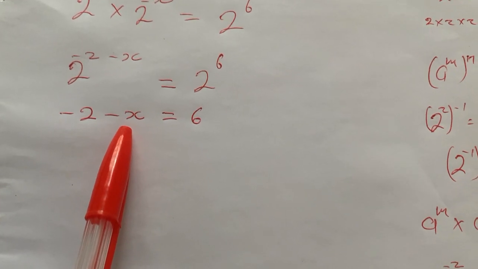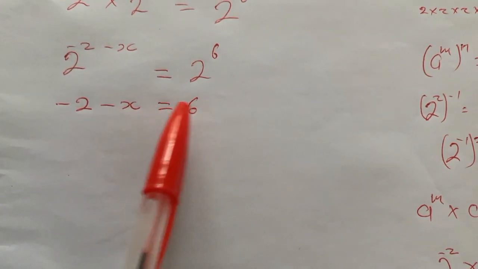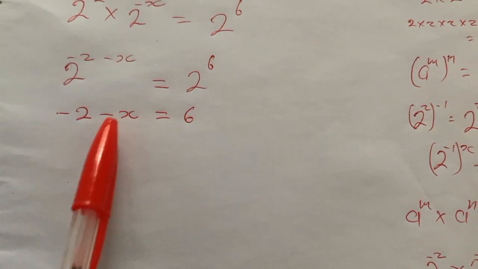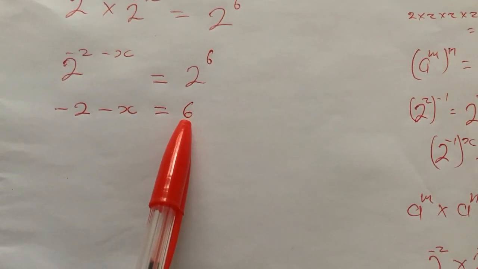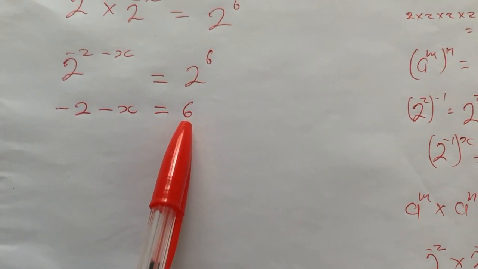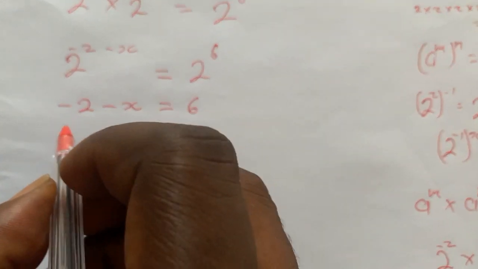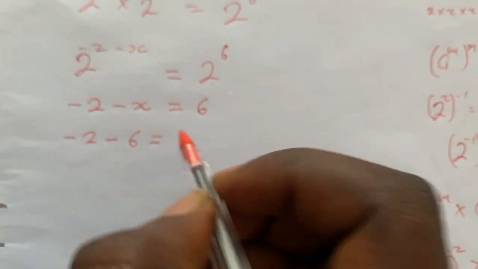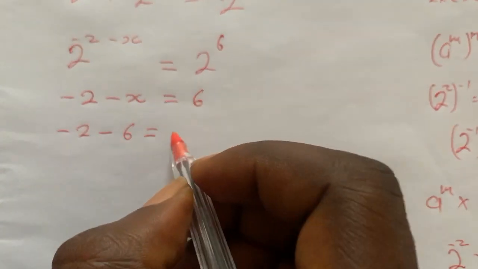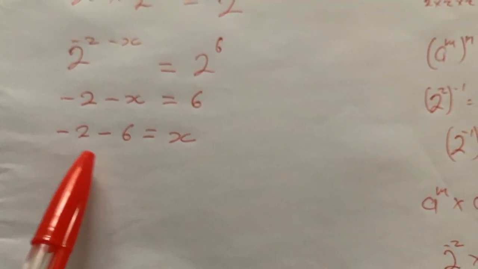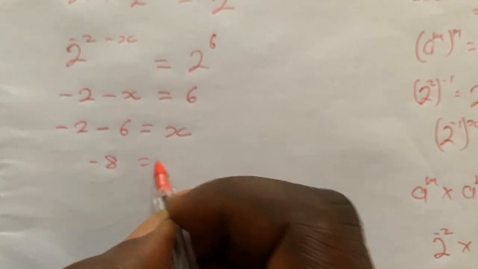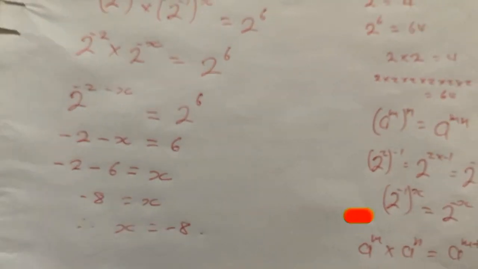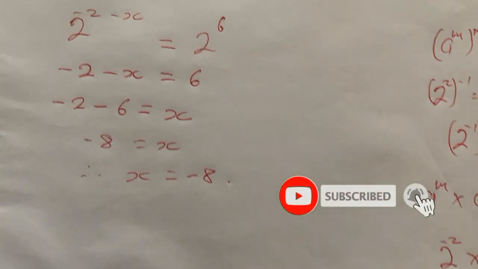Now, in this equation, we're looking for the value of x. But x is negative here, right? I need to make x stand alone. When I send it across this equality sign, it's going to be positive, right? And I bring this 6 to this side, and 6 is positive here. When it crosses the equality sign, it's going to change from positive to negative. So we're going to have minus 2 minus 6 equal to, it's negative x, when it crosses, we get positive x. So minus 2 minus 6 is going to give us minus 8 equal to x. Therefore, x is equal to minus 8. That's solving our exponential equation.